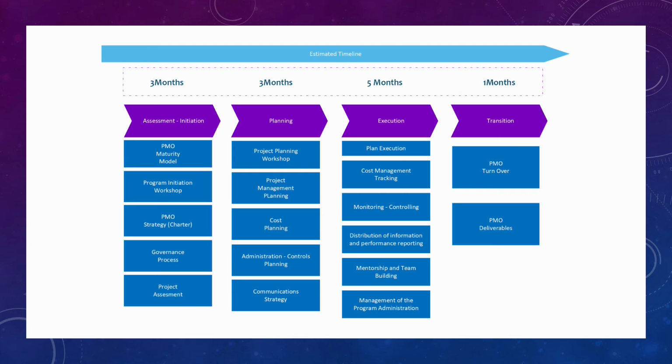And then for almost 5 months, the execution. We have to achieve the plan execution, the cost management, tracking, monitoring, controlling, the distribution of information and performance reporting, mentorship and team building, and management of the program administration. And the goal is, for 1 month, the transition to PMO, project management operation turnover to the team and the deliveries.